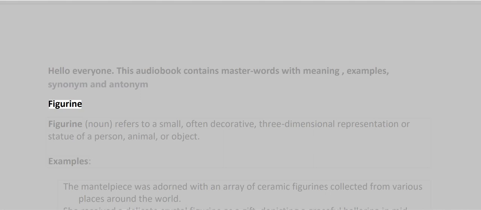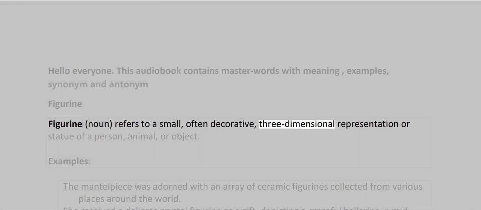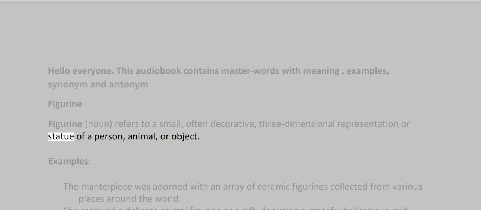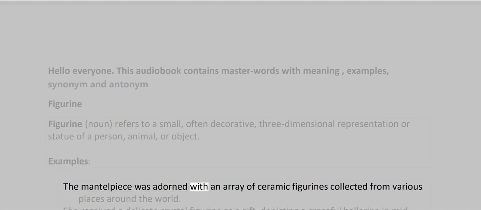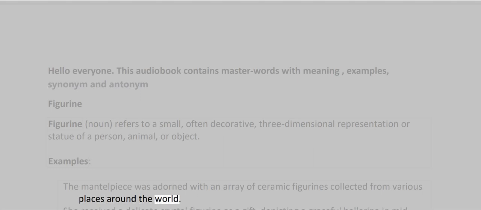Figurine. Figurine, noun, refers to a small, often decorative, three-dimensional representation or statue of a person, animal, or object. Examples. The mantelpiece was adorned with an array of ceramic figurines collected from various places around the world. She received a delicate crystal figurine as a gift, depicting a graceful ballerina in mid-dance.